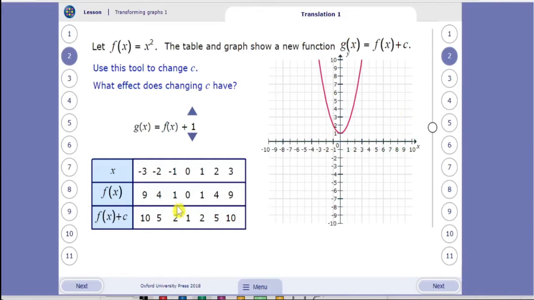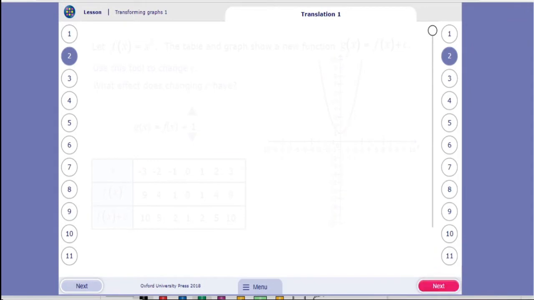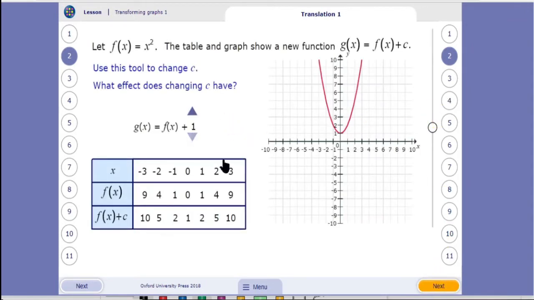I am using this My iMaths website here, and let's start from the beginning. So this is the original function, f of x is equal to x squared, and the table and graph of this is shown here. Then we have another function g of x, which is made by adding something to that original function x squared. Remember f of x is the output, so if you are adding something to the output, the function is simply shifted upwards.